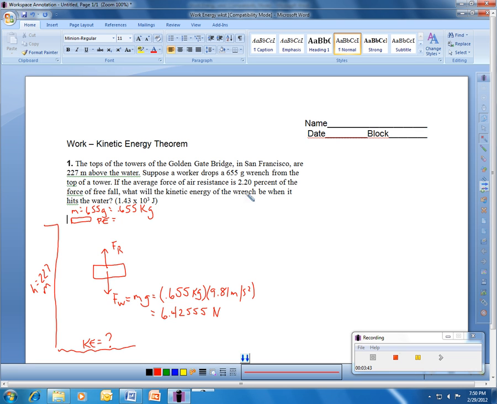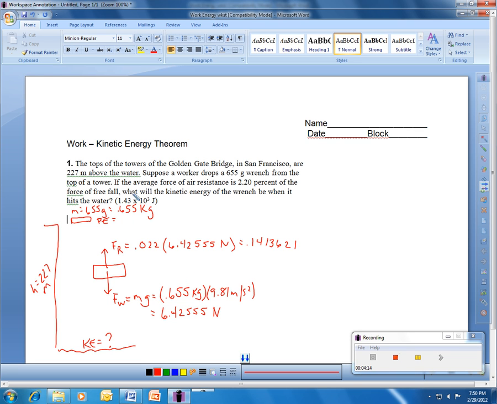In the problem then it said that the force of the air resistance was 2.2% of the force of free fall. So I can say, okay, the air resistance then must be 0.022 times what I just got from my weight force, 6.42555 newtons, and I get an air resistance force of 0.141361.